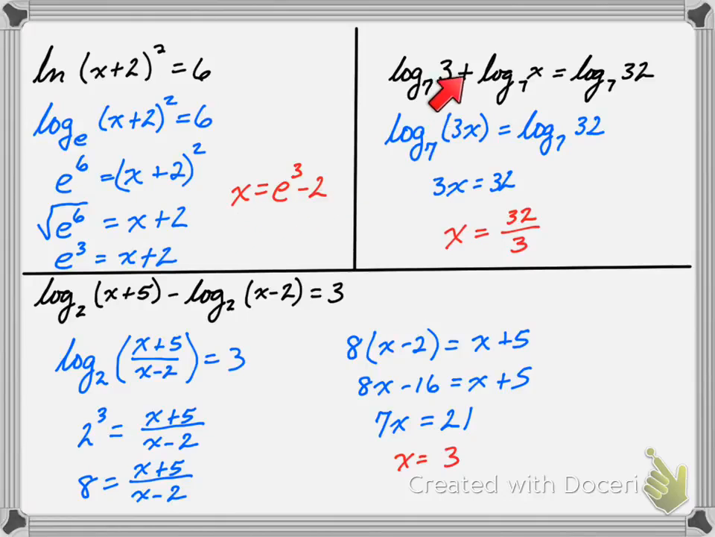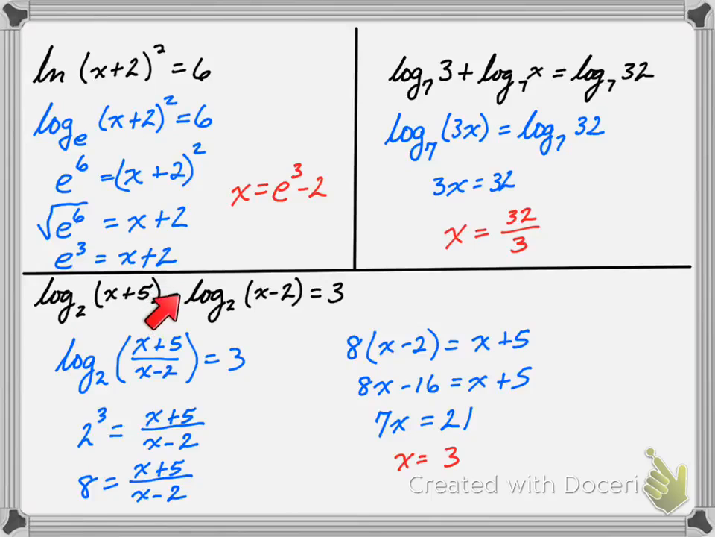All right, this one we're just condensing these two through multiplication, and we have a log on both sides of our equation. So that means this part has to equal this part, and then dividing gives us x equals 32 over 3.